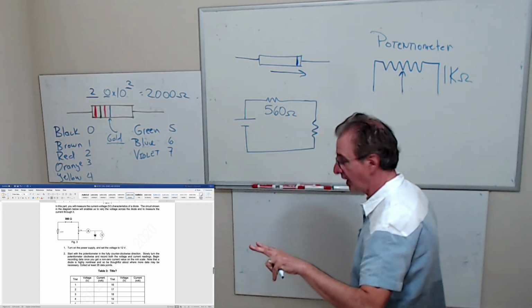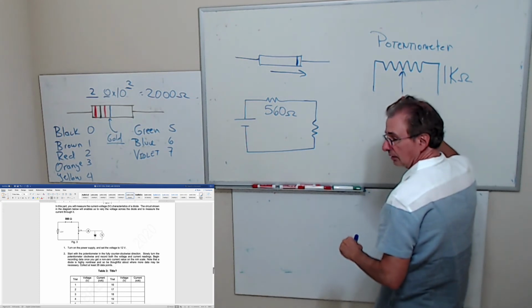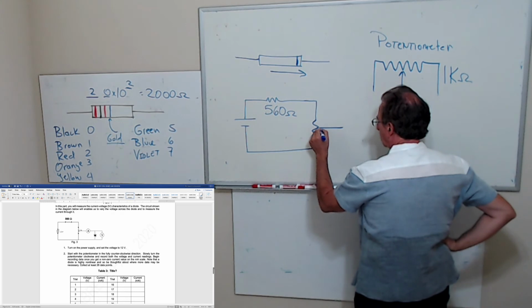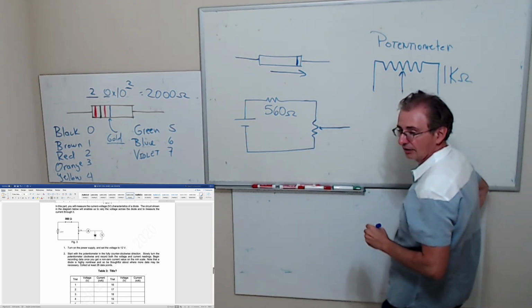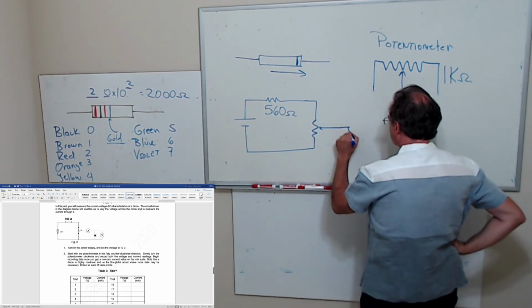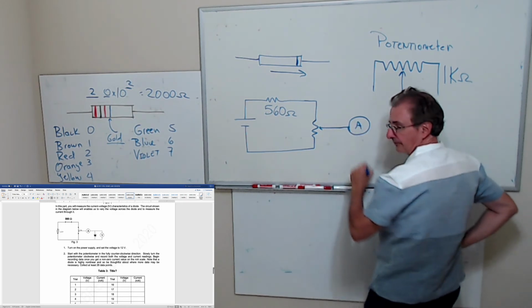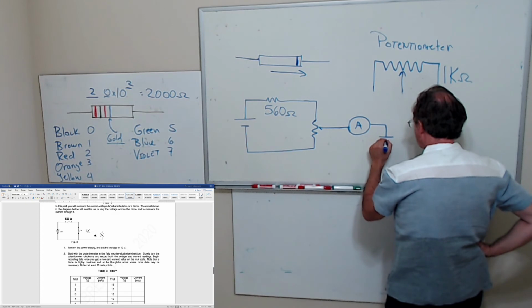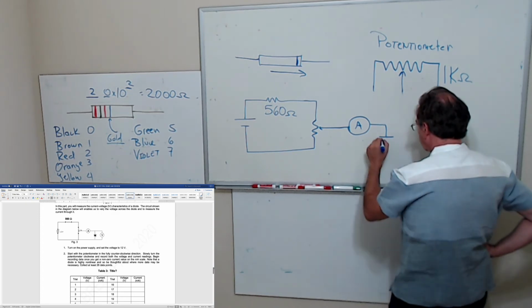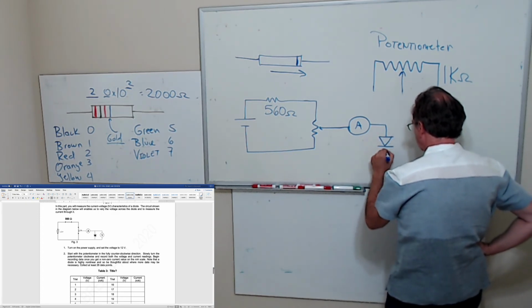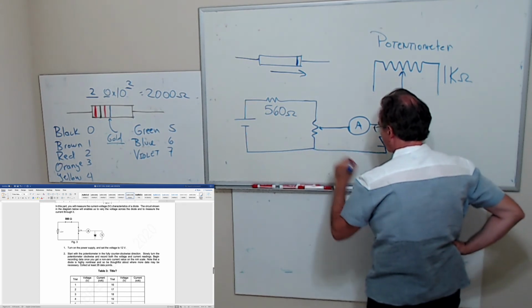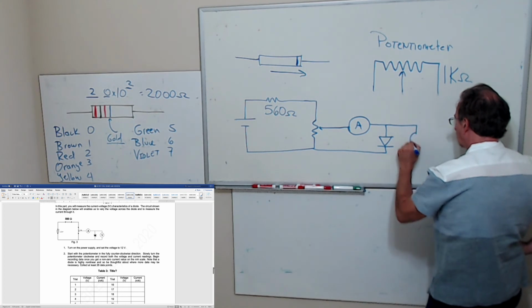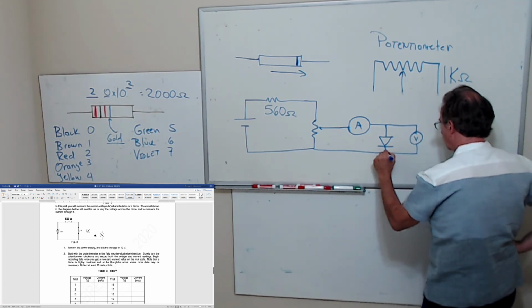So this is going to be the hard part for you. So there's 3 terminals on it. You're going to take the middle one, right? The middle one is going to go to an ammeter, and then it's going to go to the diode, and then it's going to go to ground. And then you're going to measure the voltage like that.